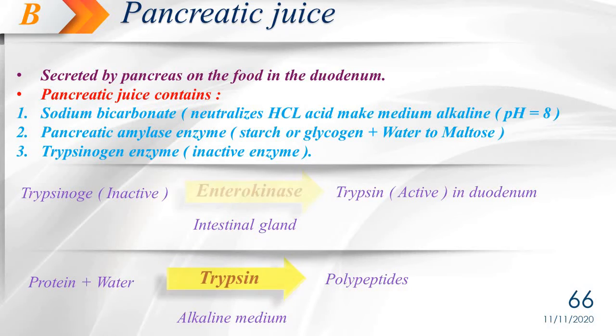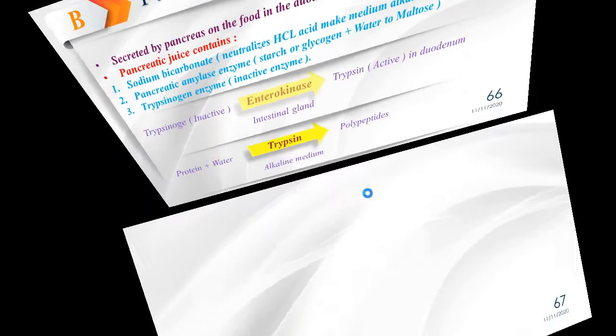Trypsinogen is transformed into the active form, trypsin, by enterokinase, which is secreted from the intestinal glands found in the small intestine. Trypsin breaks down protein into polypeptides, like pepsin in the stomach, but it's stronger than pepsin, so it can break down more protein into polypeptides.